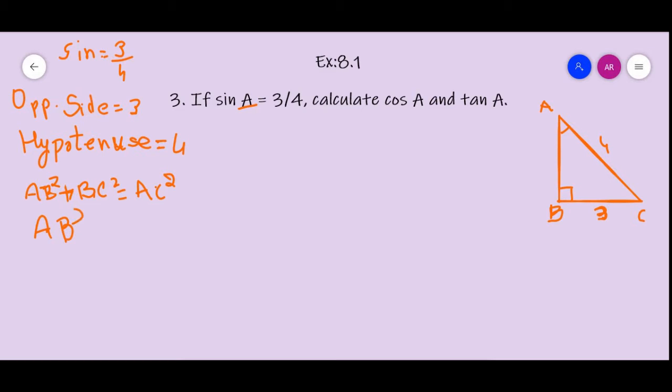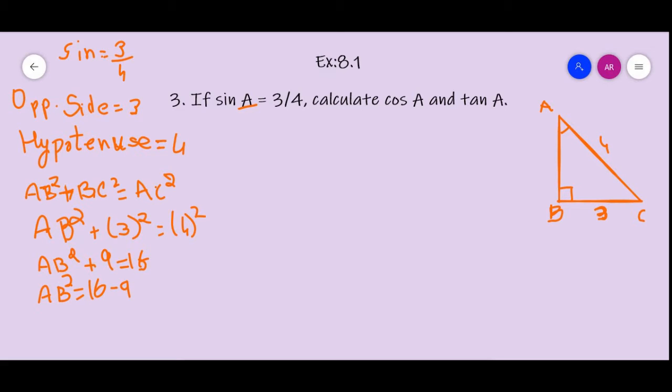So AB square plus the BC square, which is 3, so 3 square, will be equal to AC square. We know the value of AC itself, so 4 square. Alright. So no change to AB right now. AB square plus 3 square, which is 9, is equal to 4 square, which is 16. So AB square would be equal to 16 minus 9.